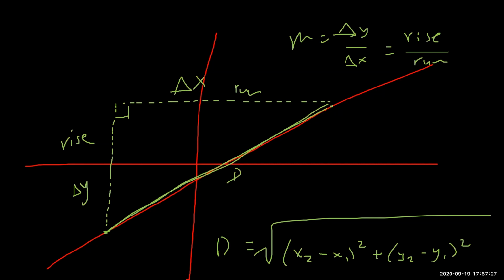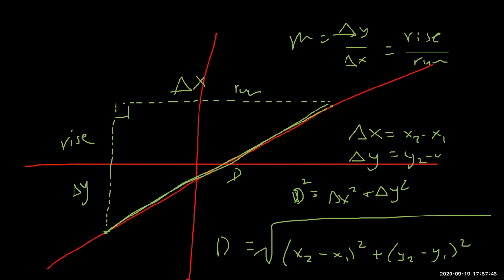If you say this side is d, with delta y and delta x, then d squared is equal to delta x squared plus delta y squared. Since delta x equals x2 minus x1, and delta y, the change in y, is equal to y2 minus y1, remember, change always has subtraction because you're changing. Then you can just plug these two in, and then take the square root, and you would get this.